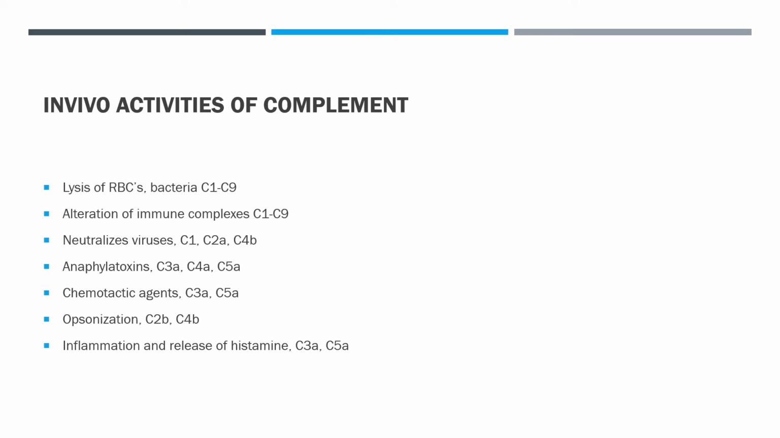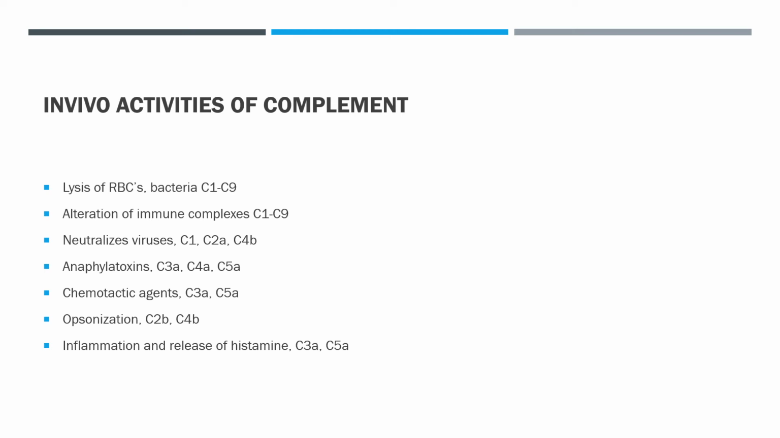You will want to know the physiologic effects and cellular consequences of complement. Complement components C1 through C9 will lyse red cells and lyse bacteria, while components C1, C2a, and C4b will neutralize viruses. C3a, C4a, and C5a play a role in inflammatory vascular response. They mediate hypersensitivity by generating anaphylatoxins. C3a and C5a are potent chemotactic agents, while C3b and C4b play a role in opsonization.